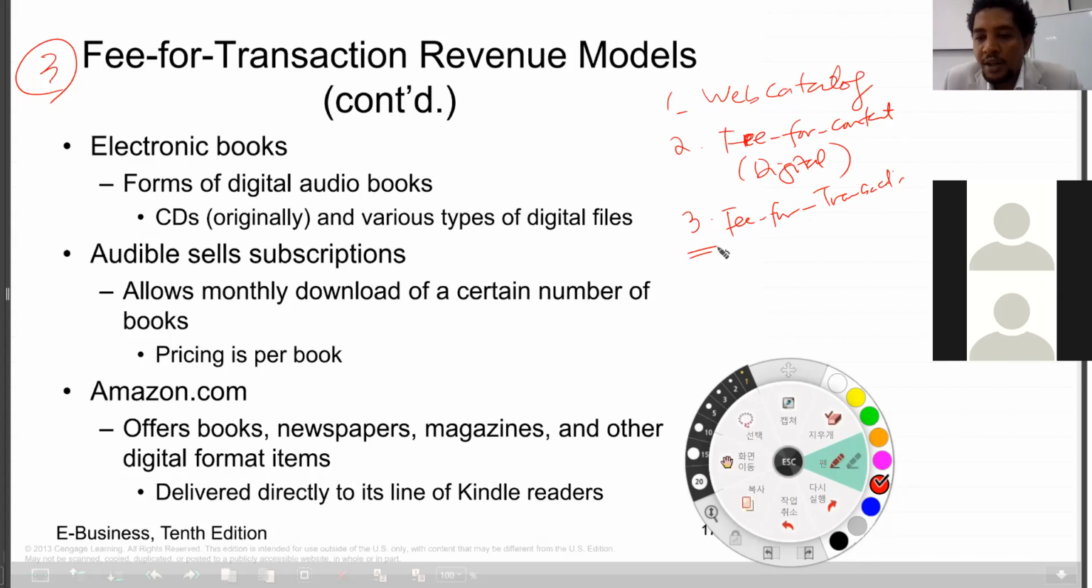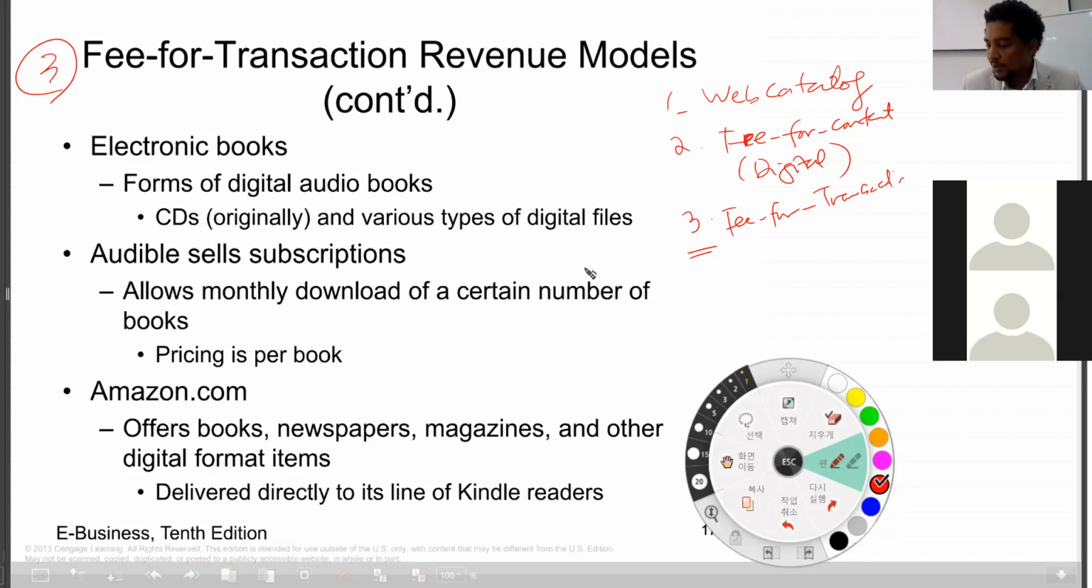Okay, by now you can guess what the fee for transaction business model is. For example, travel agencies. So for these travel agencies, for example, you go to TripAdvisor, there are these websites where you can buy airline tickets, right? So these web businesses use fee for transaction, and it is actually the easiest one to charge.